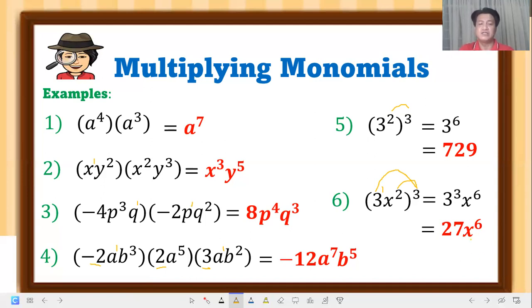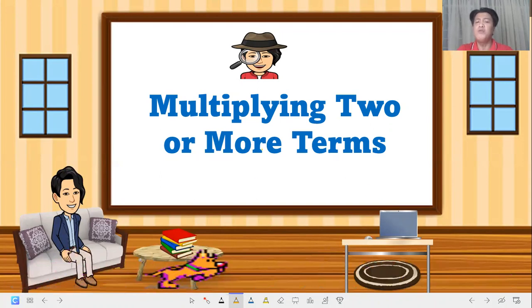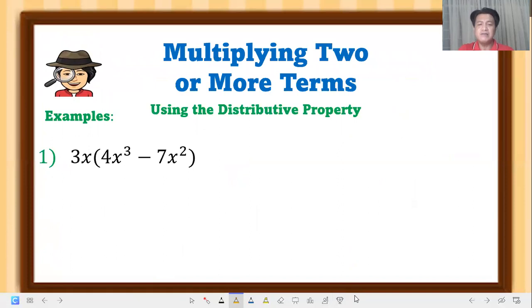And that is the final answer for multiplying monomials. And with that, let's continue. Now, paano naman kung nag-multiply tayo ng 2 or more terms, hindi na siya monomial. Okay, so with that, gagamit tayo ng property. We call this distributive property. Pag sinabi distributive, is-share mo yung nandoon sa labas, doon sa bawat term sa loob ng parenthesis.